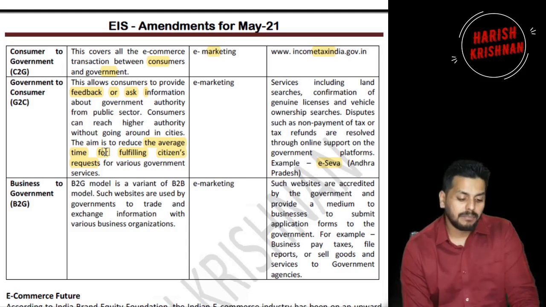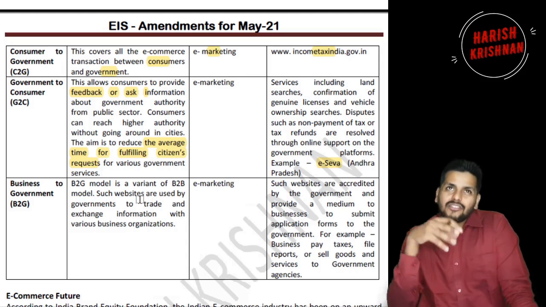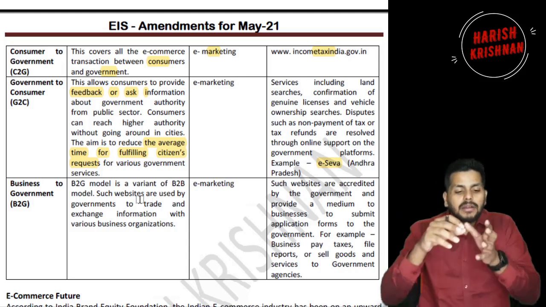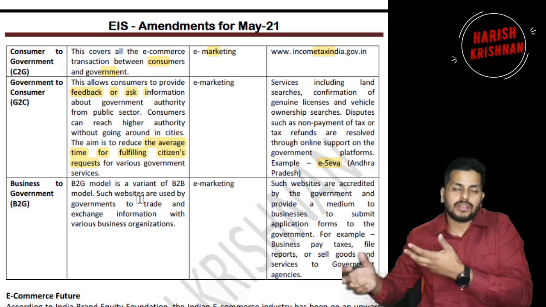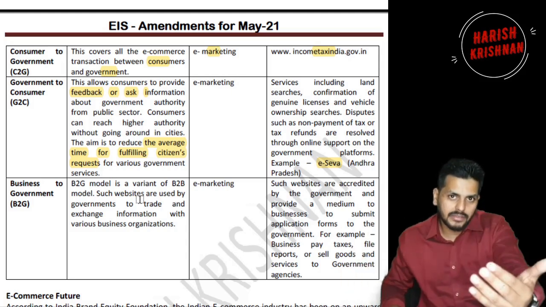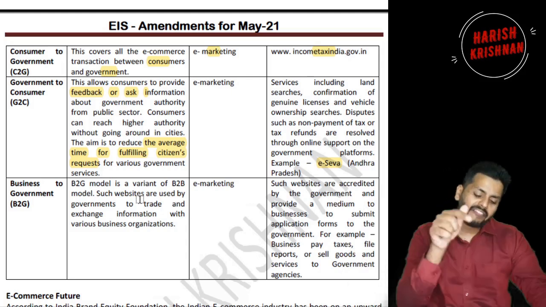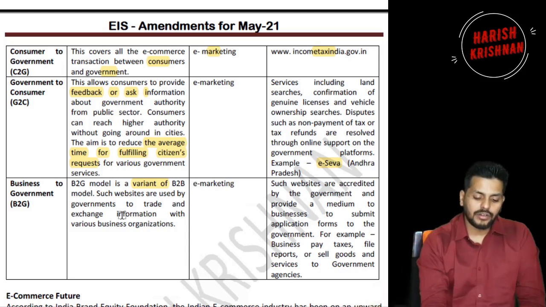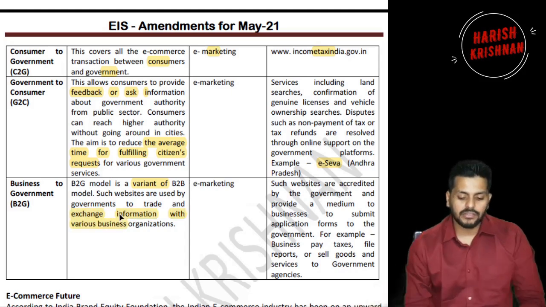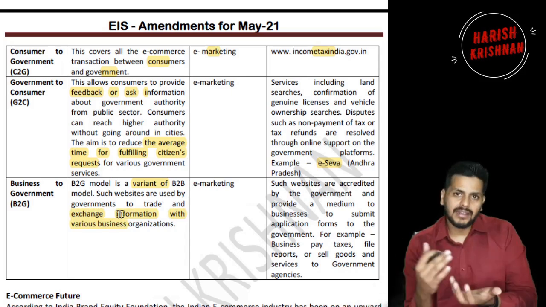And finally, business to government. This model, the B2G, it is actually one of the B2B only, but instead of a business on the other side, the buyer is the government this time. So one business to another business, the same thing, one business to the government. The B2G model is a variant of B2B. Such websites are used by governments to trade information with various business organizations, right, wherein they can sell goods directly.